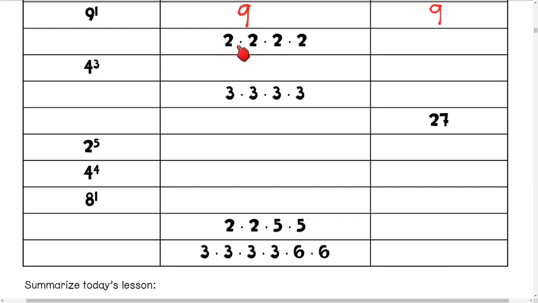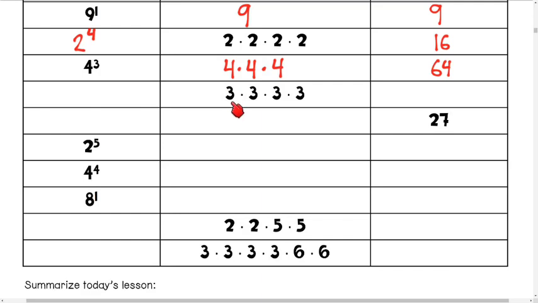If our expanded form is 2 times 2 times 2 times 2, there are 4 of them. That means I'm going to have 2 to the fourth power in exponential form. And then over here, if I multiply those 2's all the way across, I'm going to get 16 in standard form. Alright, in exponential form I have 4 to the third power. That means I'm going to have expanded 4 times 4 times 4. And then in standard form, 4 times 4 is 16, times 4 gives me 64.